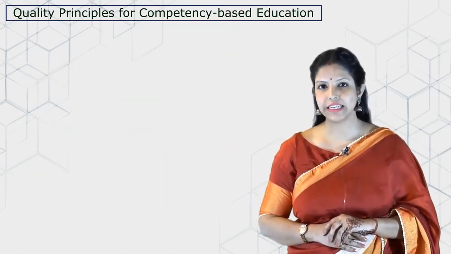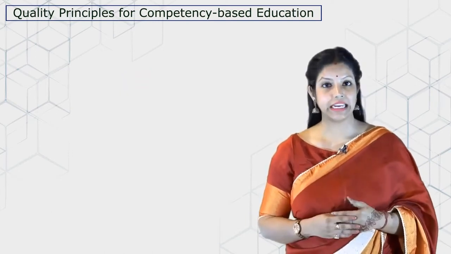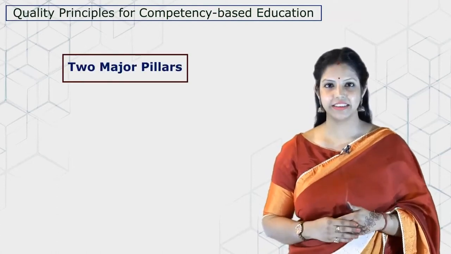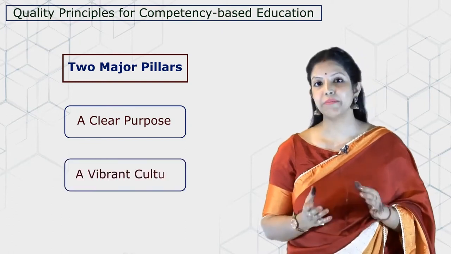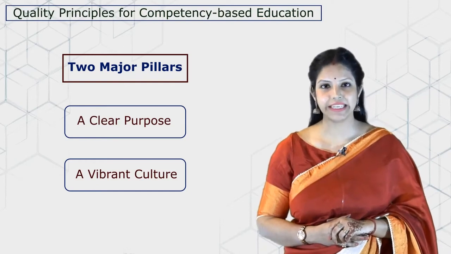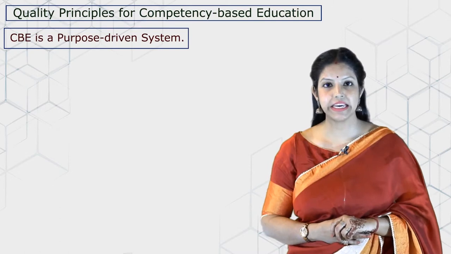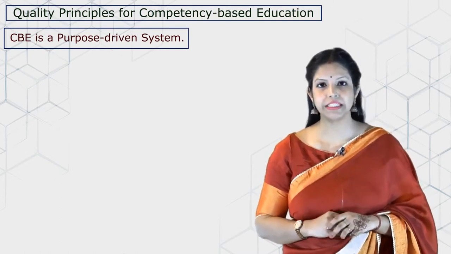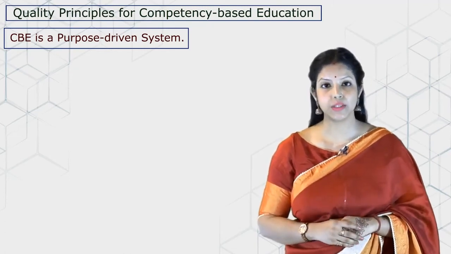A high-quality competency-based education system has its foundation and daily operations resting on 2 major pillars. These are a clear purpose and a vibrant culture. Let's discuss them to understand better. A clear purpose. CBE is a purpose-driven system. It has a clear purpose focused on ensuring that all students in the classroom succeed.